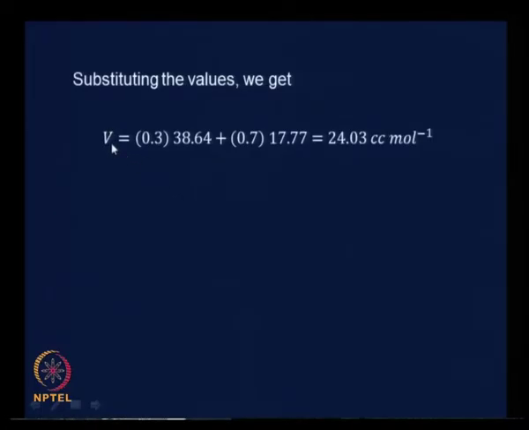The solution is 30% methanol, therefore 0.3 is the mole fraction of methanol. So 0.3 times the partial molar volume of methanol, 38.64, plus 0.7, the mole fraction of water, times the partial molar volume of water, that is 17.77. If you do the calculations, it will turn out to be 24.3 centimeter cubed per mole. So this is something that we need to calculate for whatever we need to do.